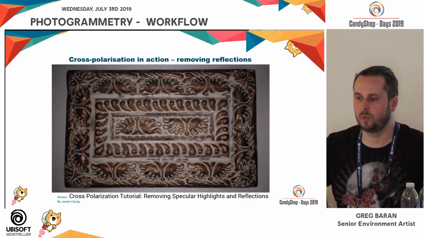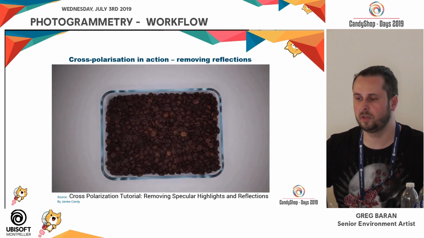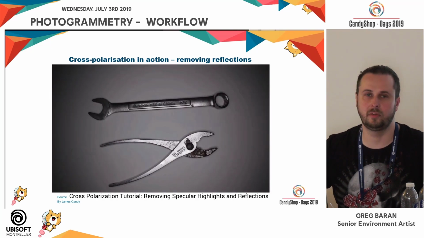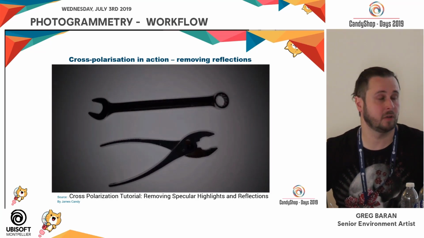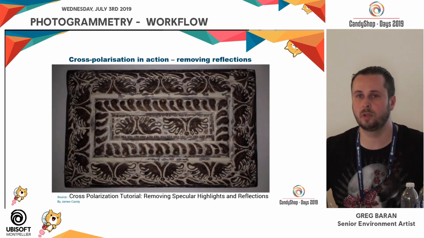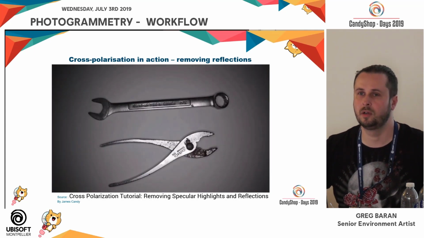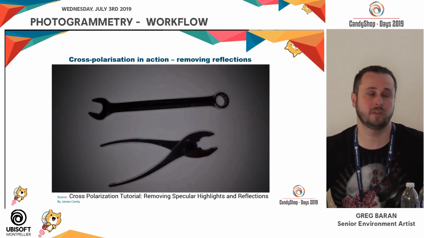So this is an example of how cross-polarization works. As you can see, what we see is a reflection. So for example, when we've got those tools, the metal tools, we don't see the color because the color of metal is black. What we see are just reflections.